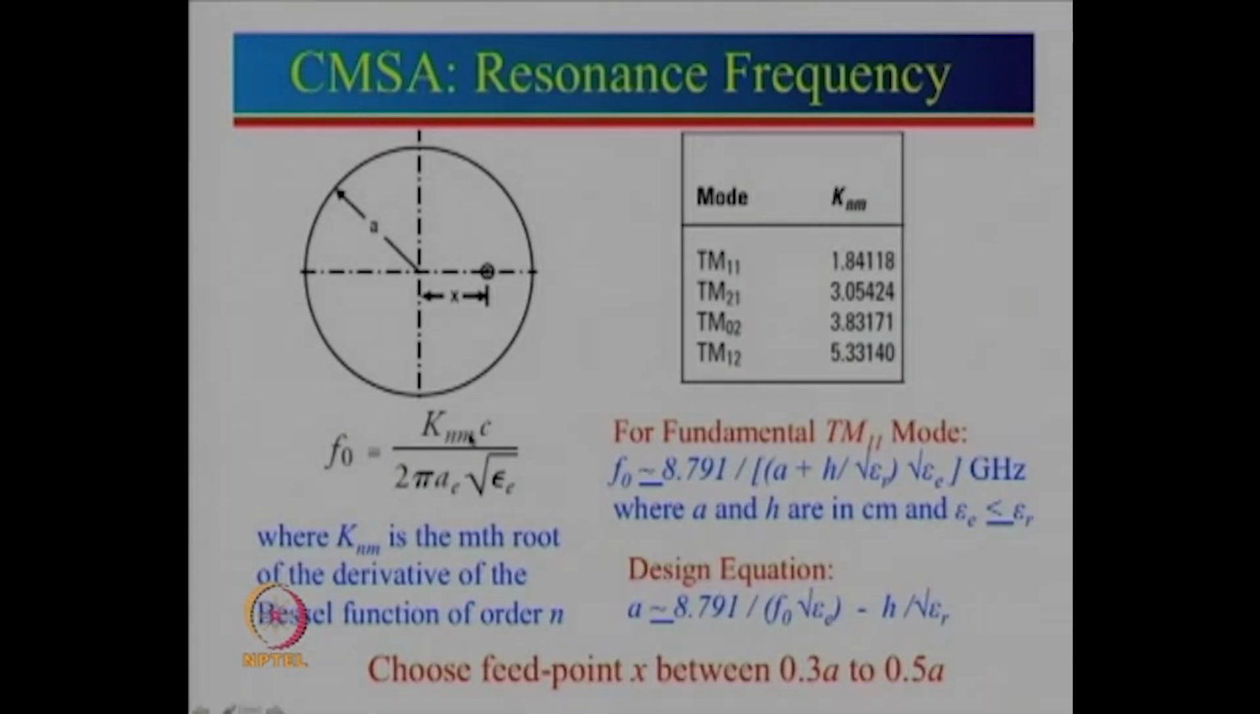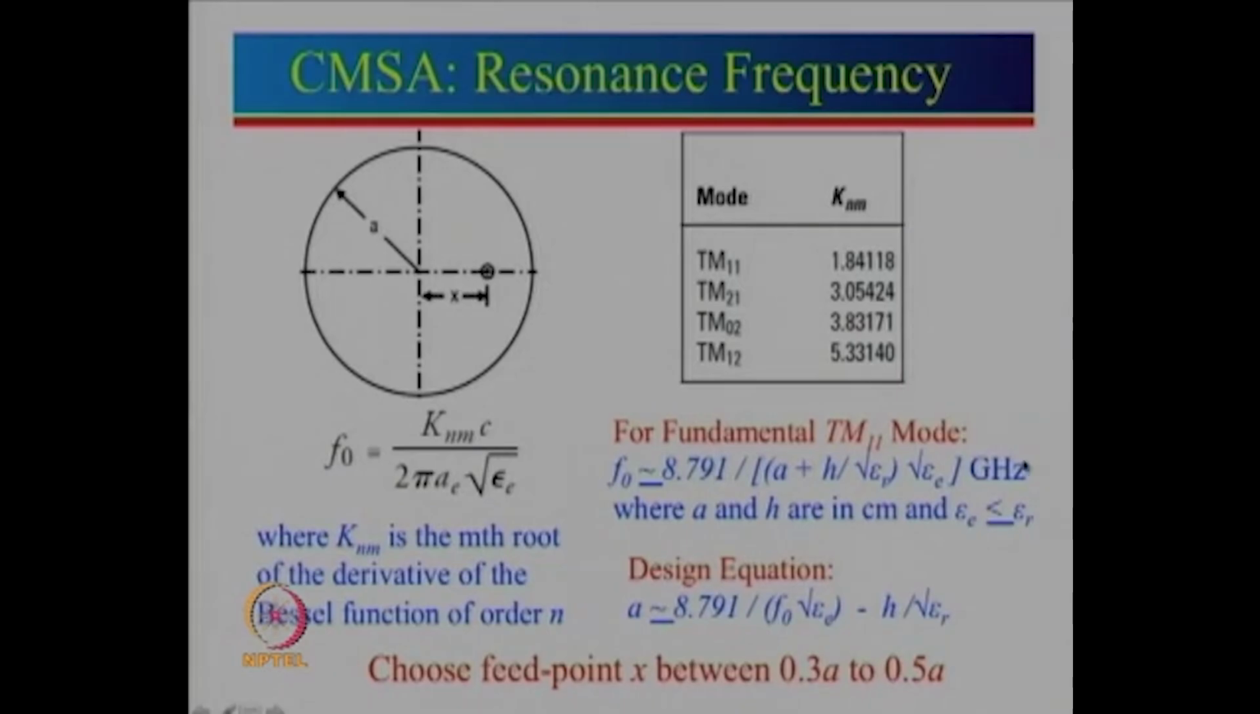Now I am going to give you a very simple way to do the design: put the value of KNM, which is 1.84118, multiplied by C. C is nothing but 3 into 10 to the power 10 centimeter per second, and 2 pi AE. AE is the effective radius, just like earlier we had L effective, now we have A effective, and then we have epsilon E as before. So, for the fundamental mode, you put the value here, 1.84 into C divided by 2 pi. If you simplify this, it comes out to be 8.791.